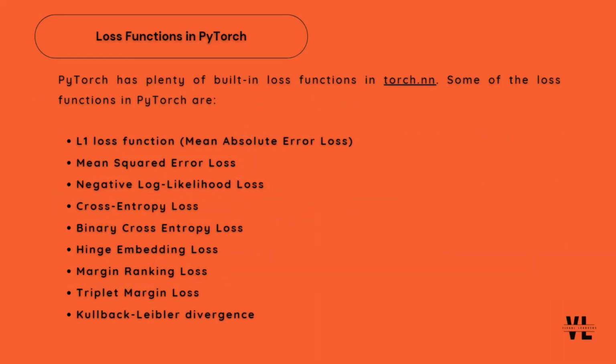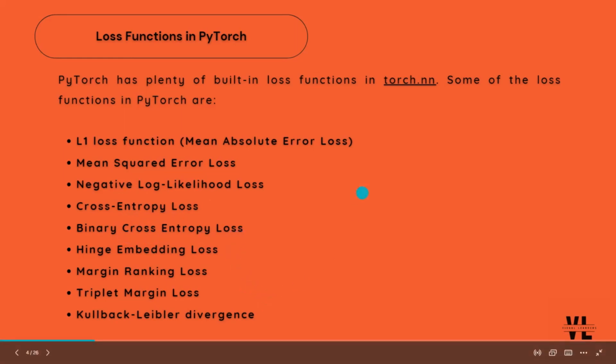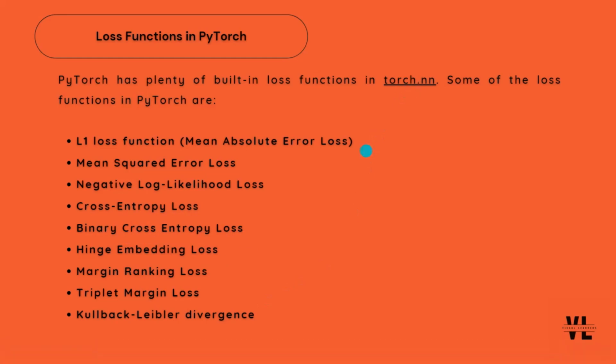PyTorch has plenty of built-in loss functions, and these are found under the torch.nn package. Some of the loss functions used in PyTorch are the L1 loss function, which is also known as the mean absolute error loss. Second one is the mean squared error loss. Third, we have the negative log likelihood loss, then cross entropy loss, which is known by a different name, categorical cross entropy loss, and also binary cross entropy loss. There are also other losses found under the neural network module of PyTorch, but they're not under the purview of this video.